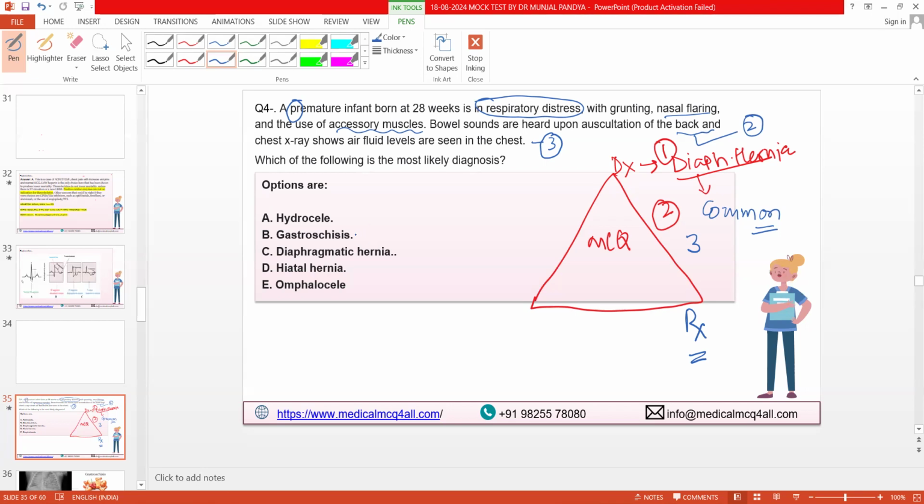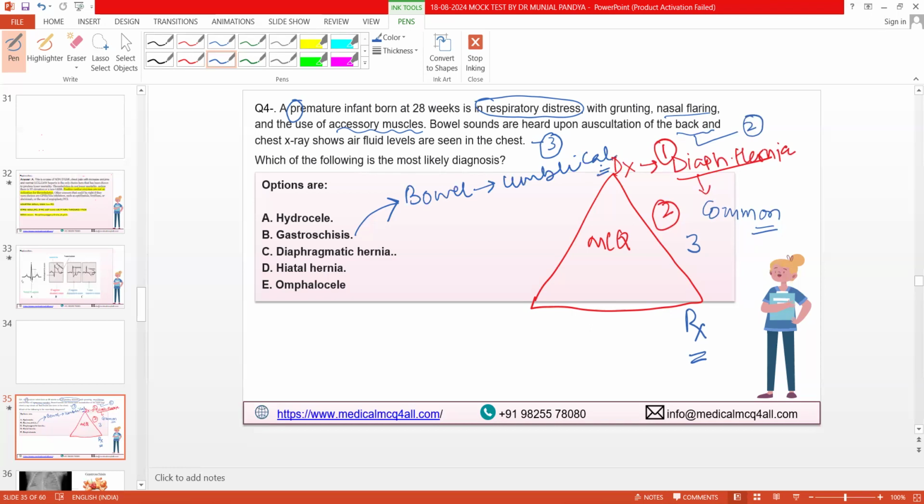Now, can anyone tell me what is a gastroschisis? Zainab, or you, sir, tell. You tell, Manjit. What is gastroschisis? It's the bubble coming out from the umbilical stump, from the umbilicus. Okay.